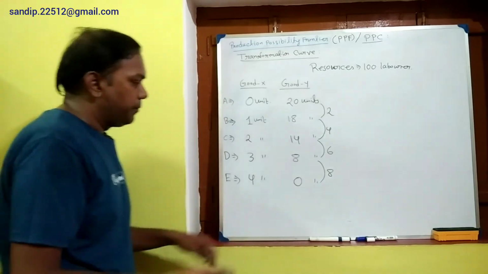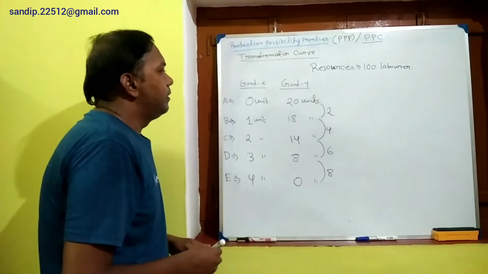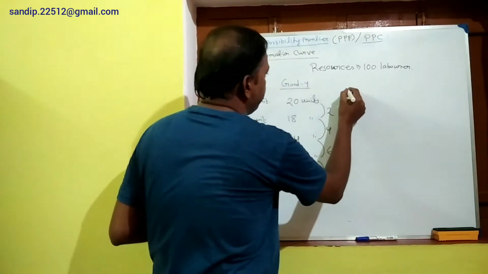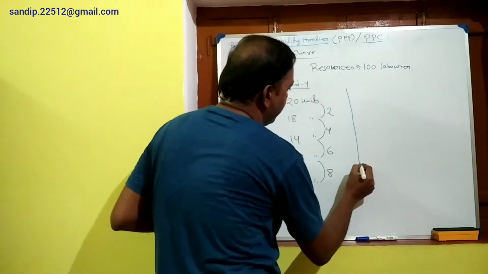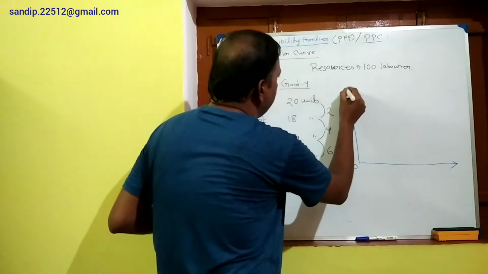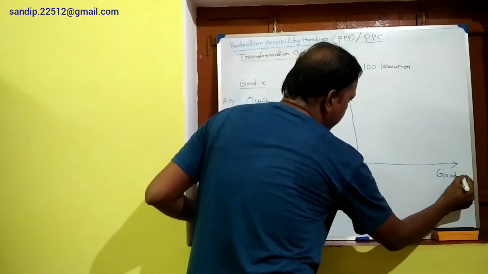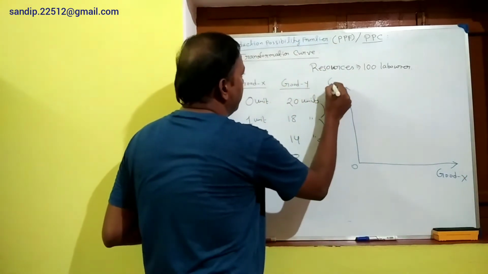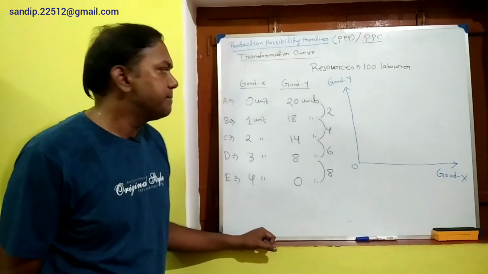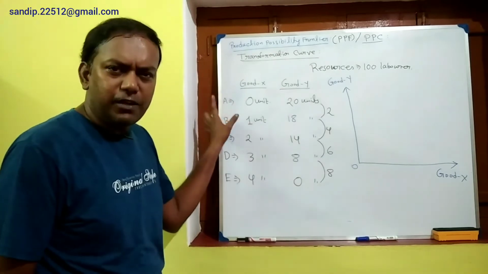Okay. Now this concept, if I plot it in a graph, let us take one diagram where along the horizontal axis I am measuring good X, and along the vertical axis we are measuring good Y. Okay. Now if you plot these 5 combinations, here I have taken only 5 combinations.